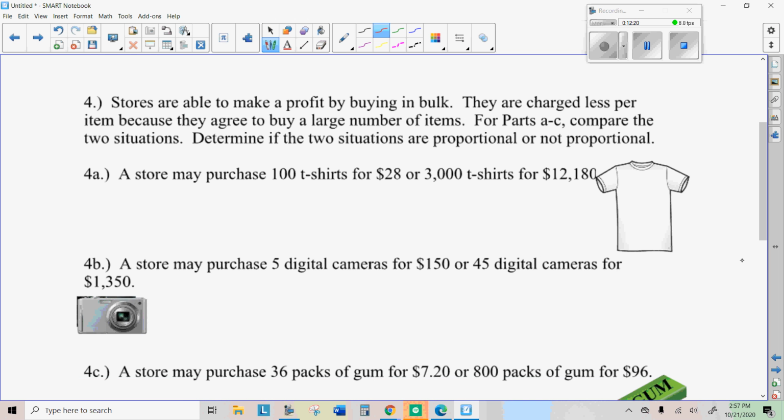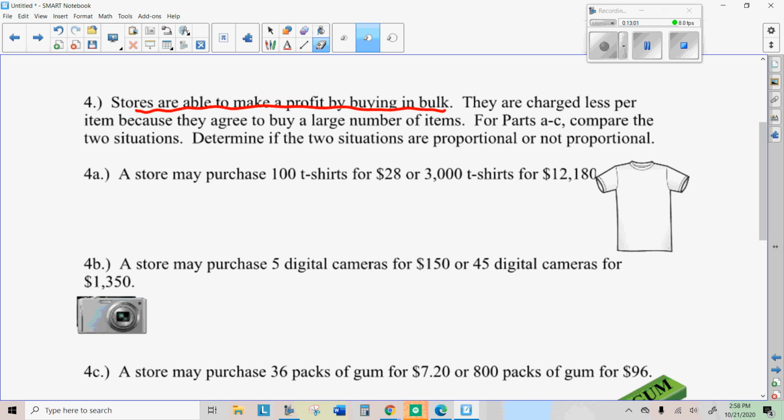So we can solve some problems using this idea of keeping the same ratio, keeping things proportional. Stores are able to make a profit by buying in bulk. They are charged less per item because they buy a whole bunch of them. So we're going to compare these two situations and see if they're proportional or not. Sometimes you may not get a better deal. So if we have 100 t-shirts for $28, you guys, a thing that we can use here is called a unit rate. So the price per unit, which is like finding the decimal for a ratio.